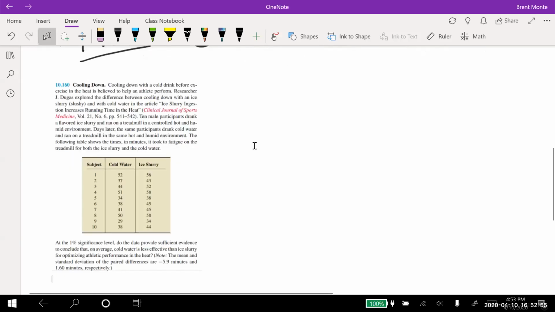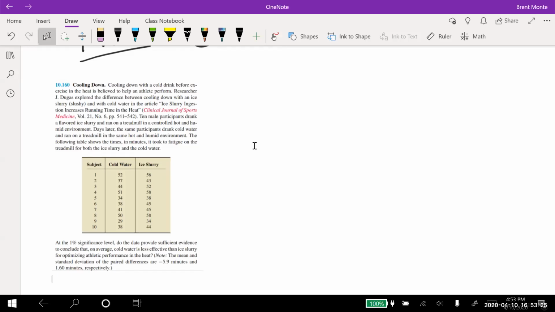So a lot of words, let's read through it quickly. It says cooling down with a cold drink before exercise in the heat is believed to help an athlete perform. Researcher Jay Dugas explored the difference between cooling down with an ice slurry or a slushy and with cold water. In the article, ice slurry ingestion increases running time in the heat. I wonder what the conclusion is.